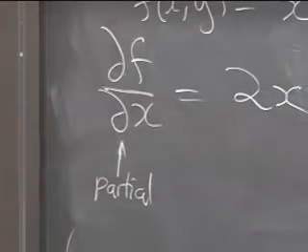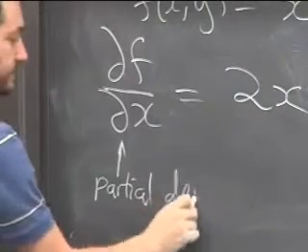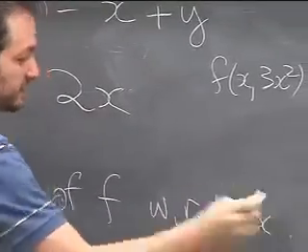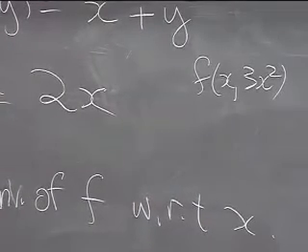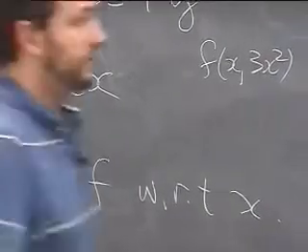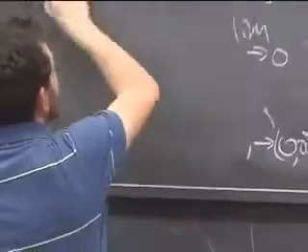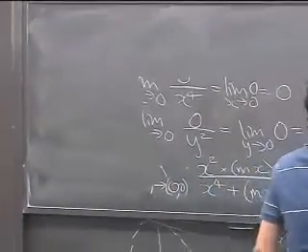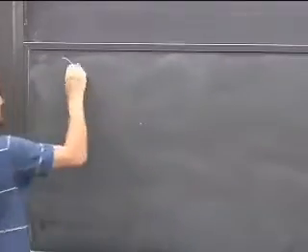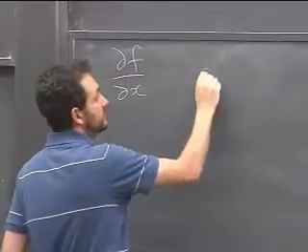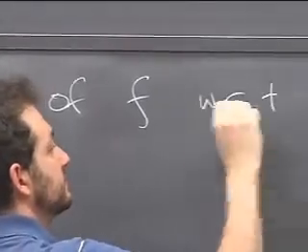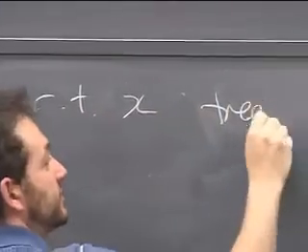I'm going to write it in a slightly different way. This is the partial derivative of f with respect to x. And of course, there's a partial derivative with respect to y that's written df dy with the curly d's. And in this case, it would be 2y. So basically, when I write df dx, I mean the derivative of f with respect to x, treating y as a constant.